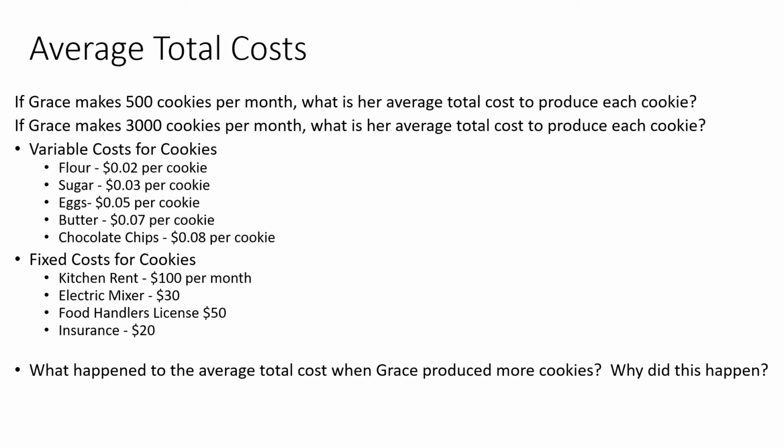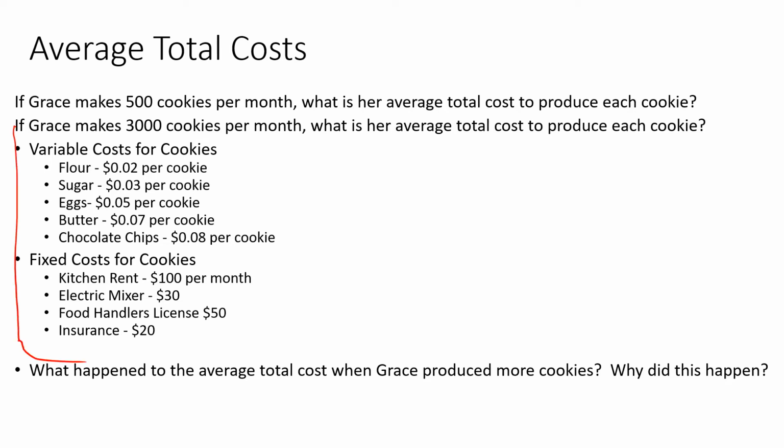Let's look at a quick example that helps us solidify our understanding of variable costs and fixed costs. So if Grace makes 500 cookies per month, what is her average total cost to produce each cookie? If Grace makes 3,000 cookies per month, what is her average total cost to produce each cookie, given these costs?